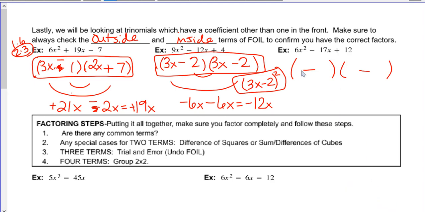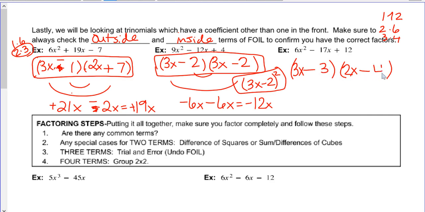If I look at 6x squared, again, I'm going to start with a 3x and a 2x, just picking them out of the blue. I'm not sure if that's the ones that I want. 12 has a little bit more: 1 times 12, 2 times 6, and 3 times 4. Okay, now let me talk to you a little bit here. If I choose to put 3 and 4 in there, okay, just plop them in wherever I want.